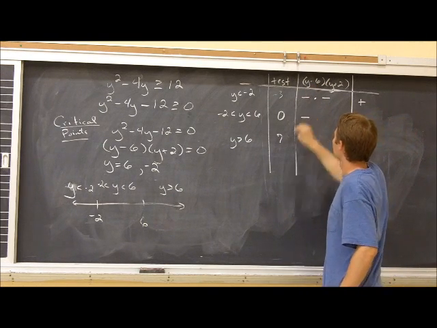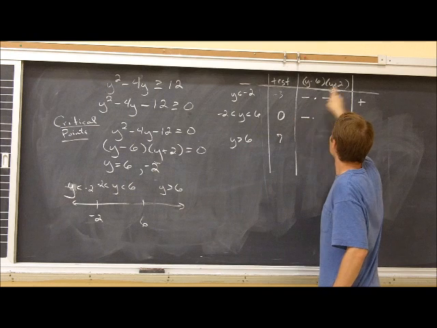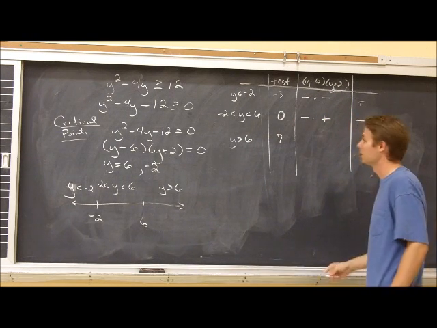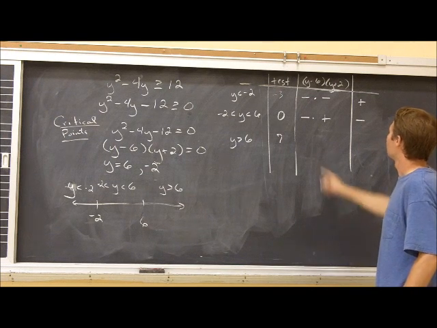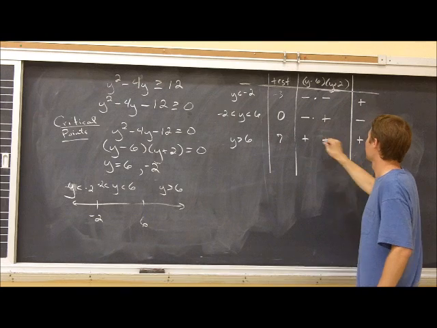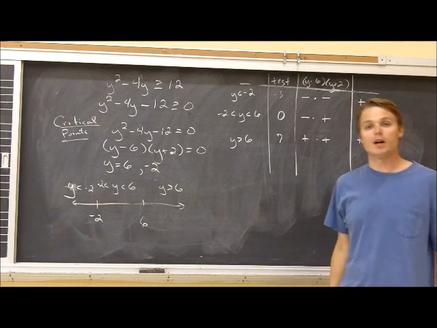0 minus 6 is negative. 0 plus 2 is positive, and a negative times a positive will always be negative. 7 minus 6 is positive, and then 7 plus 2 is also positive, so a positive times a positive will always be positive.